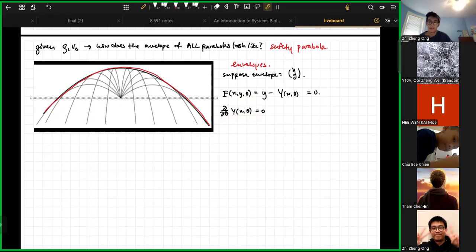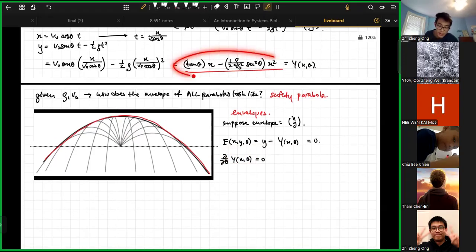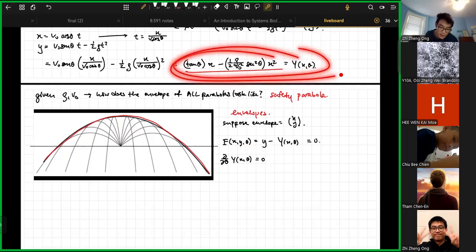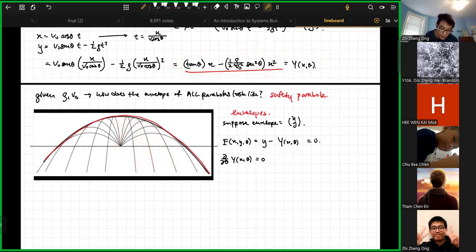These are all at the extreme of this function. So when you change theta by a little bit, this doesn't change. This function, this y of x, theta, doesn't change because this describes each and every parabola. And when you change theta by a little bit, it's still going to be a parabola. So the partial is equal to zero.